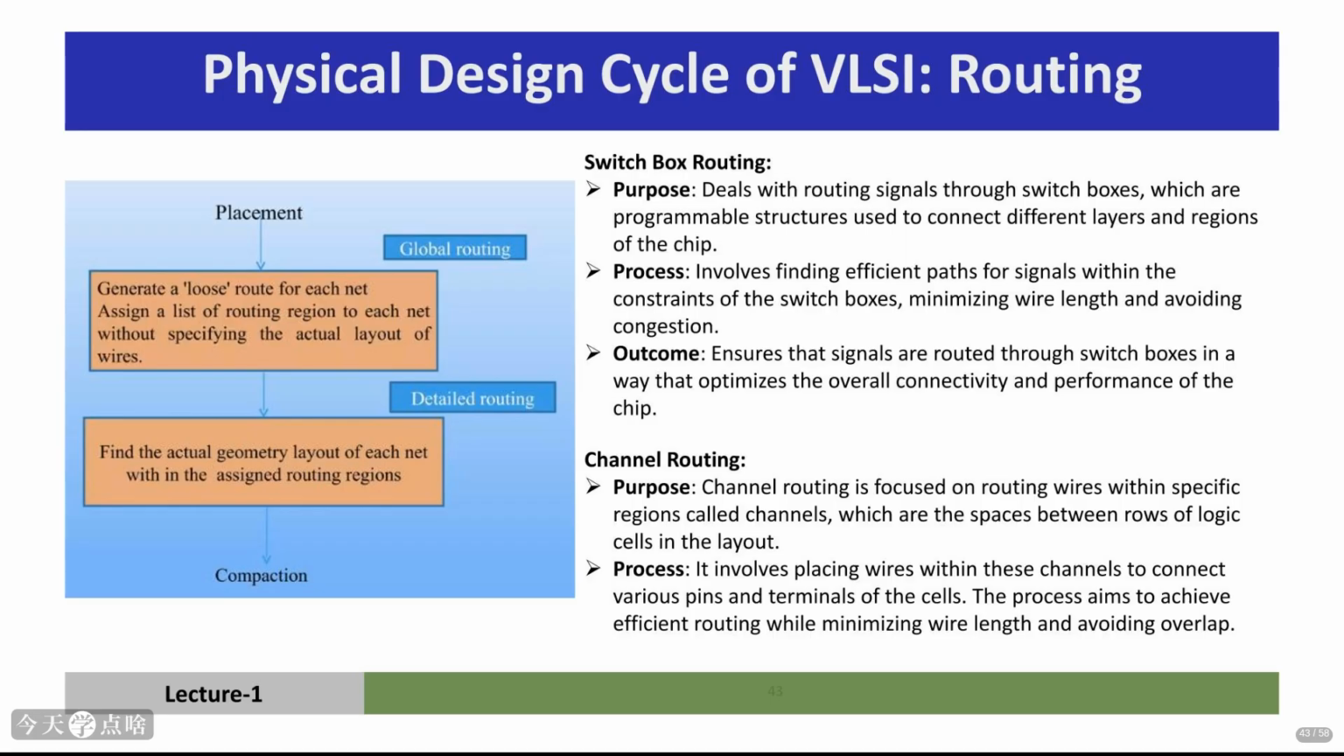Channel routing focuses on routing wires within the narrow channels between rows of cells. It involves placing wires vertically within these channels to connect pins on adjacent cells. Both techniques aim to minimize wire length and congestion while ensuring all connections are made. The diagram shows the flow from global routing to detailed routing, highlighting the transition from loose paths to precise geometry.